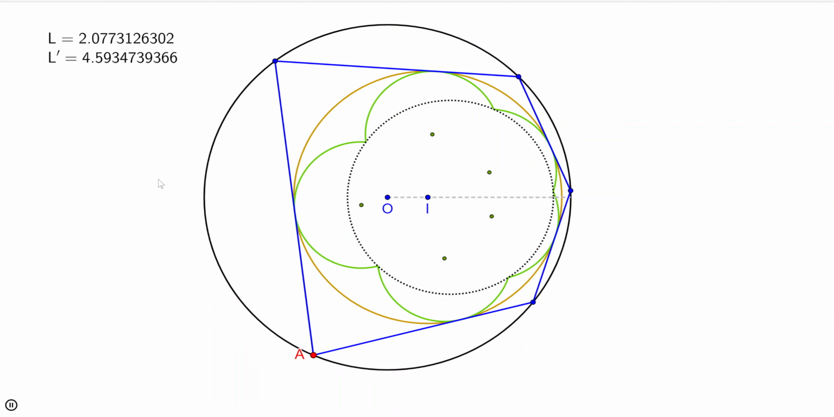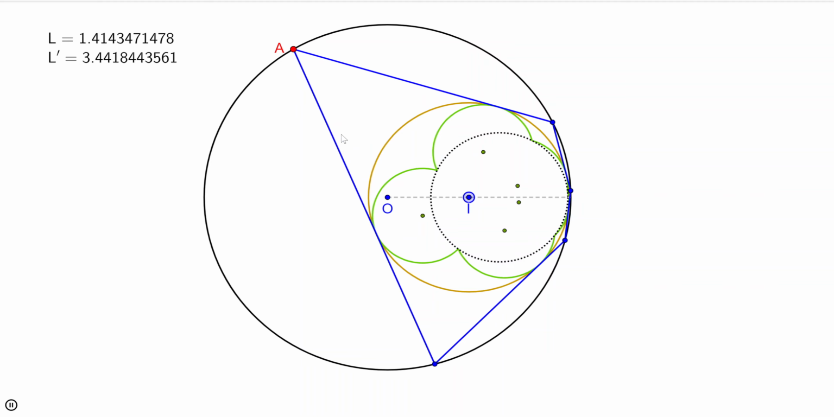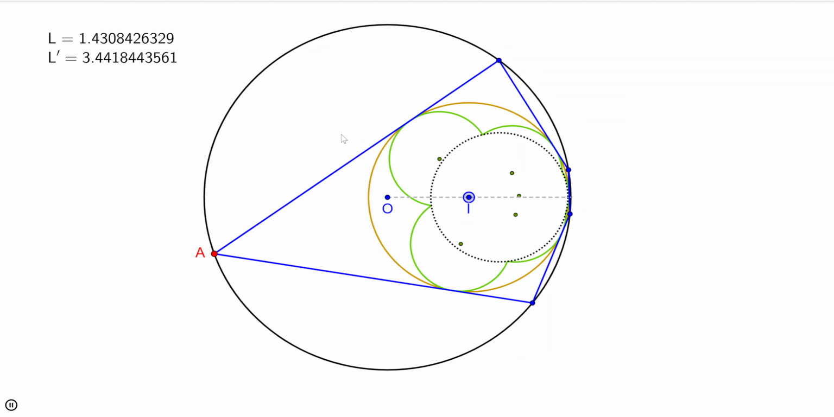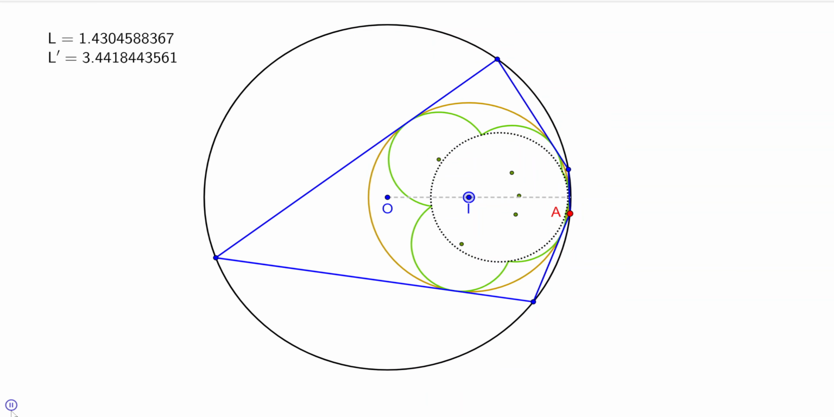So there you have it, a conservation of the perimeter of a circular arc polygon, shown here on the left. See you on the next video.